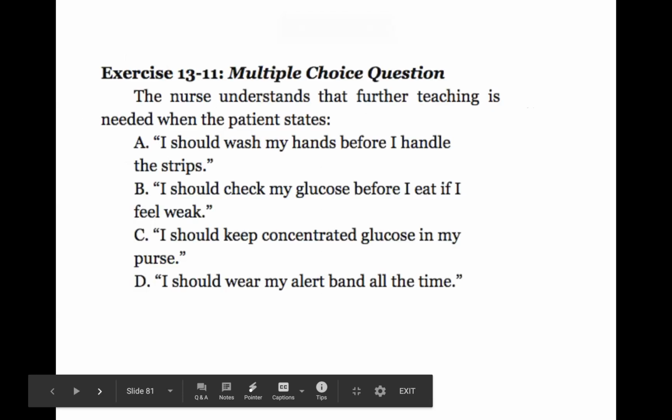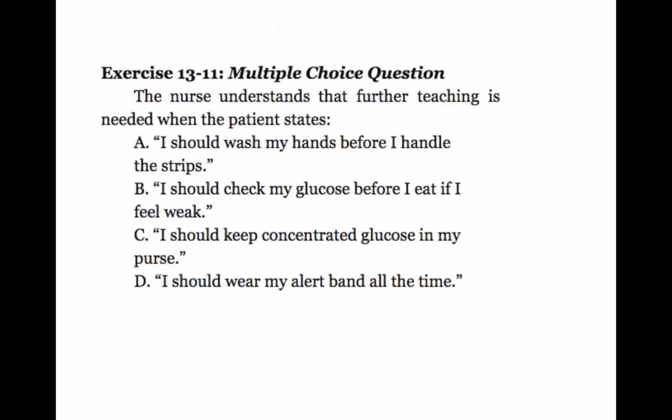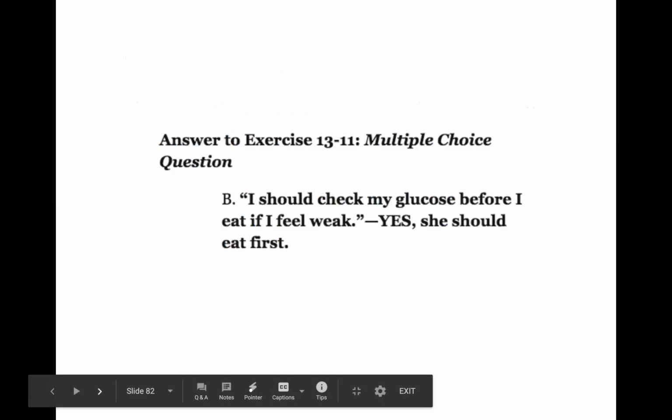The nurse understands that further teaching is needed when the patient states... again, I'm going to go through there. So it should be B: I should check my glucose before I eat if I feel weak. Yes, you should eat first.